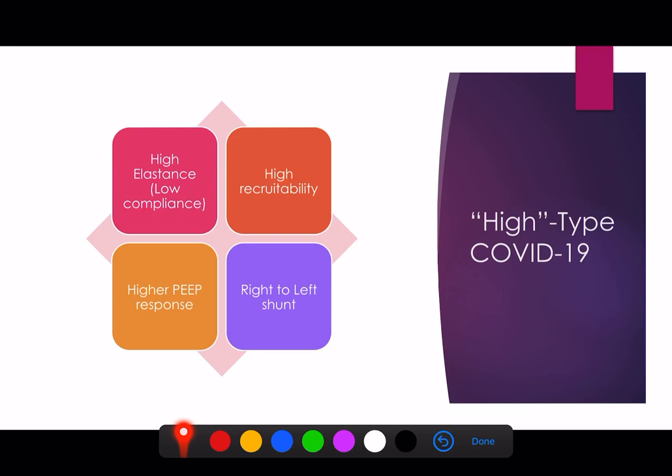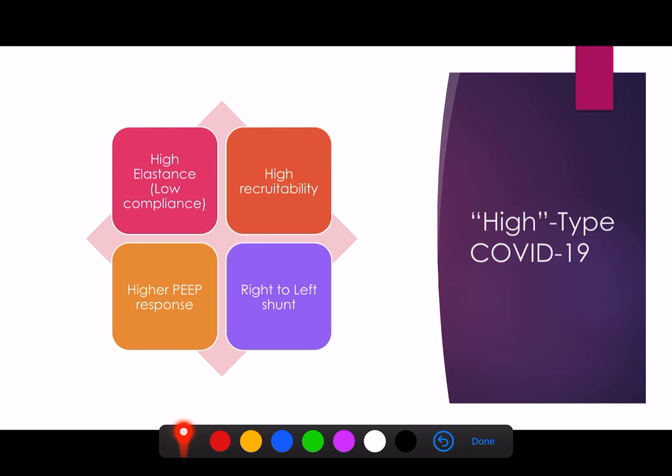What this means is that the lungs are full of lots of secretions, lots of edema, and so they're very non-compliant. The compliance of these lungs is low, they're stiff, they're thick, they're full of secretions and edema. But because of that, a lot of the alveoli have collapsed down. So if you can recruit them up, i.e. open them up again, then you can improve oxygenation.